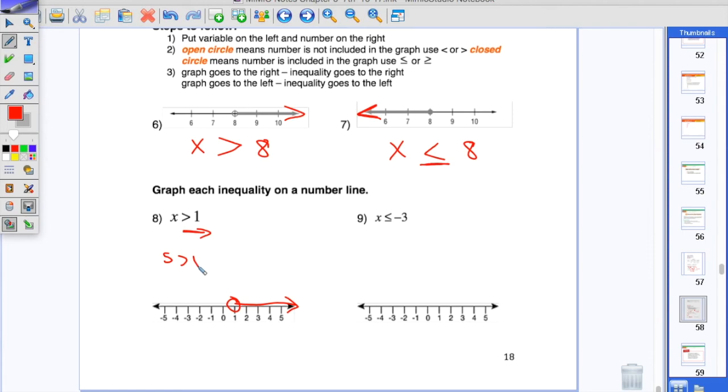Number 9 is x less than or equal to negative 3. So on negative 3, you're going to put a closed circle because it's equal to it. Our inequality is pointing to the left, so we want our graph to go to the left. So negative 4 is less than negative 3, so that works. Negative 5 is less than or equal to negative 3, so that works. Negative 3 is equal to negative 3, so that works.